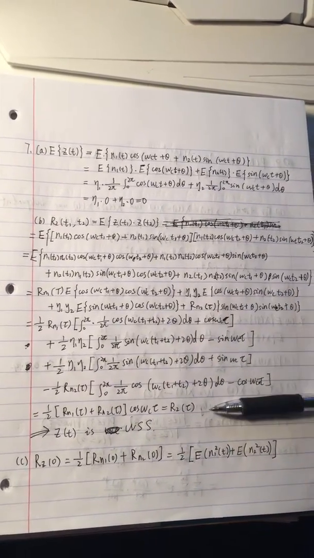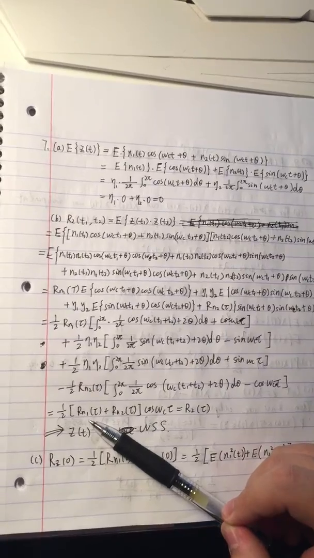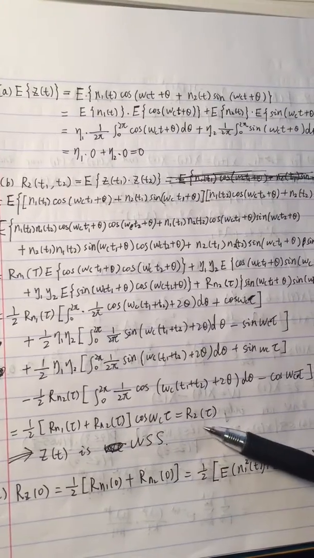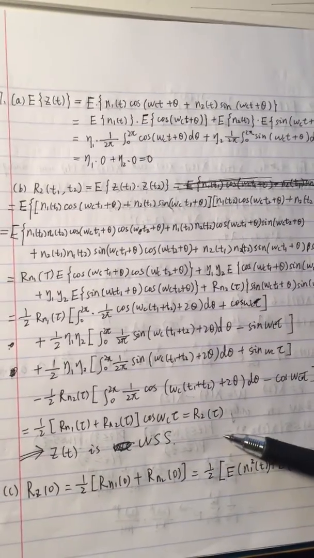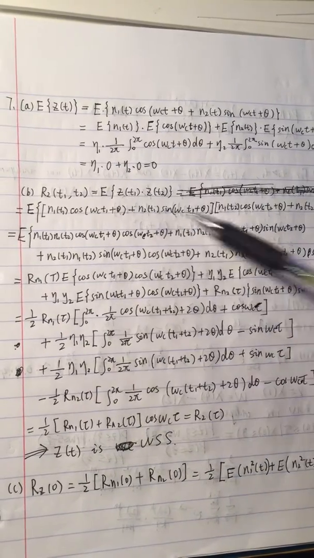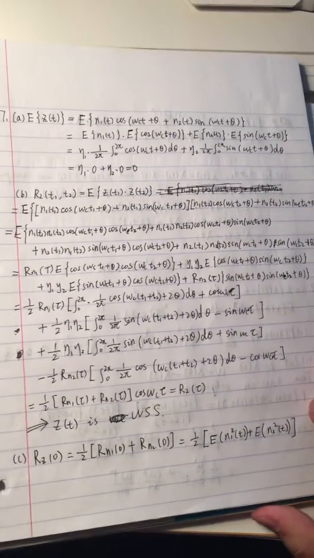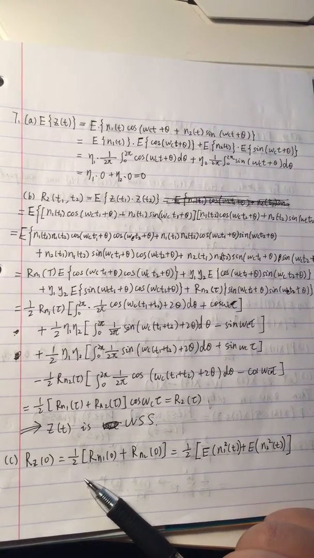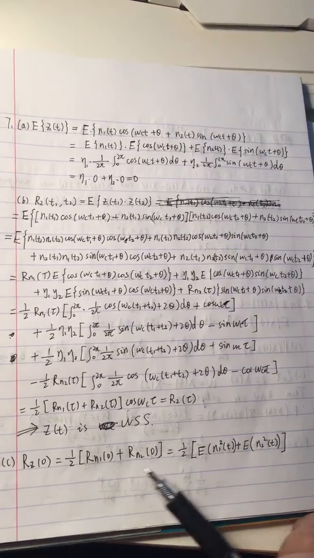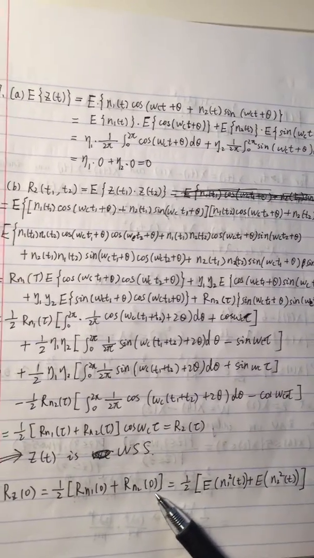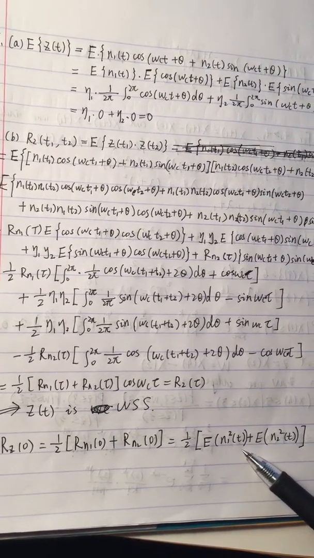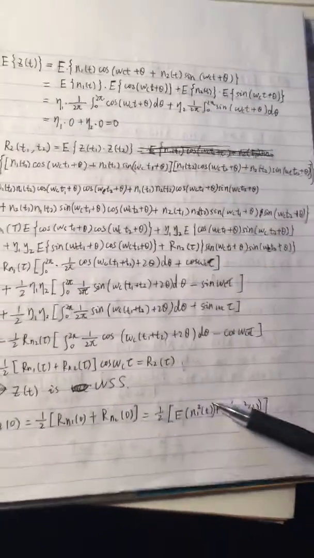And after calculating all of this, it is half of R_n1 tau plus half R_n2 tau times cosine omega c tau, which is equal to R_Z tau. So we can easily find that Z(t) is WSS. We proved that. So the Z of 0 is half of R_n1 of 0 plus half of R_n2 of 0. That is half of E n1 squared of t plus E n2 squared of t. Okay, so that's the first question.